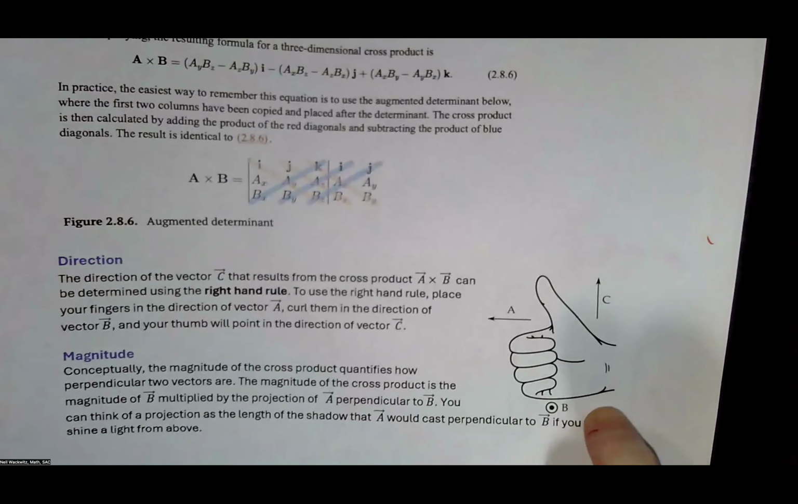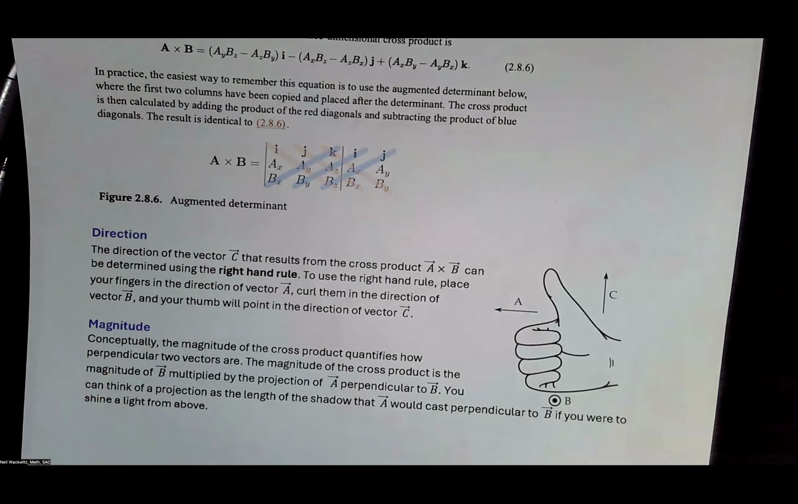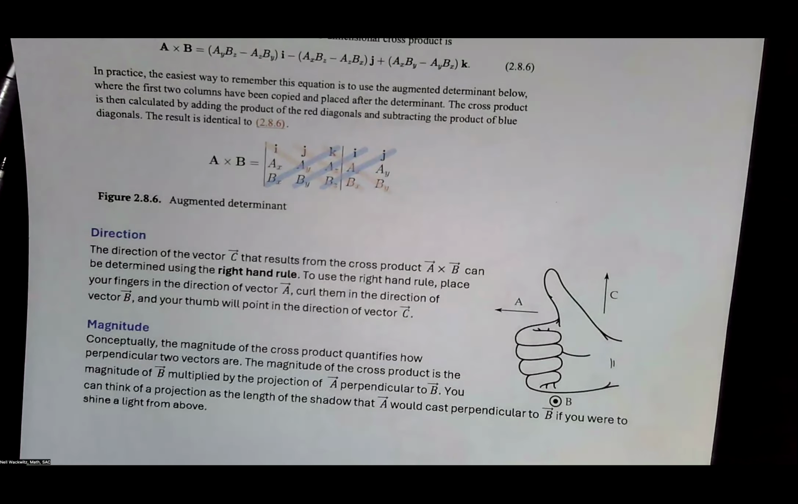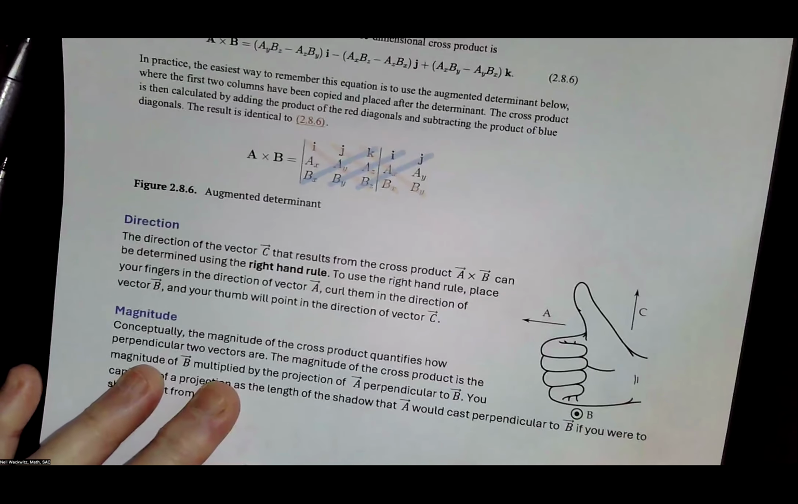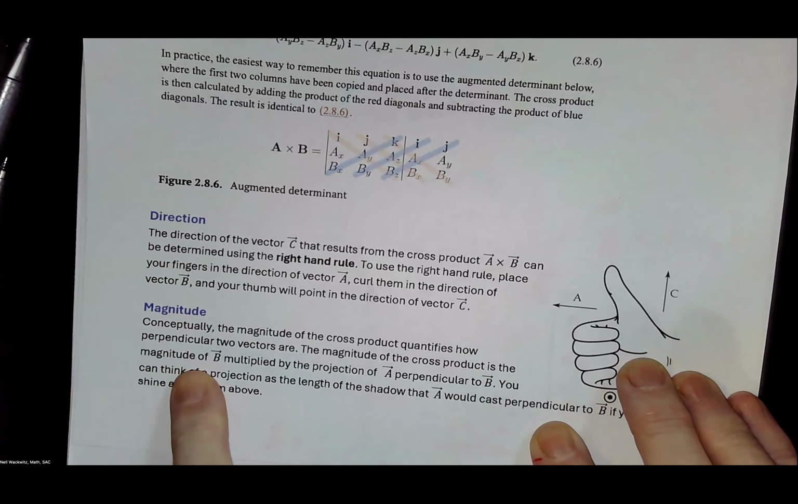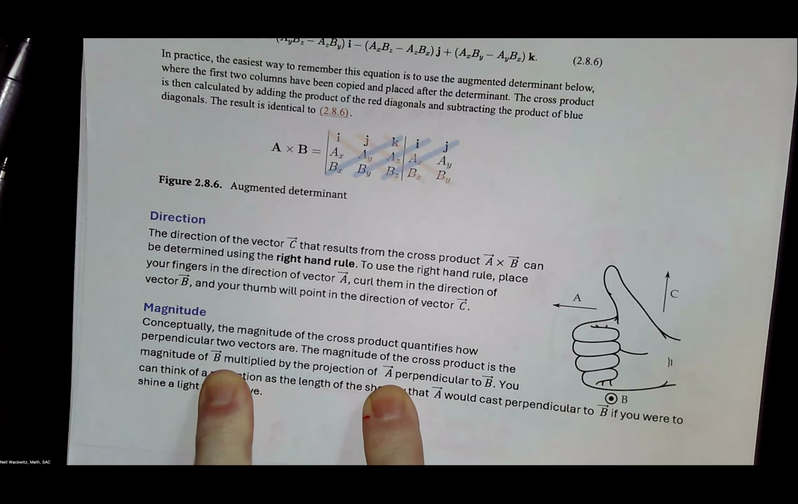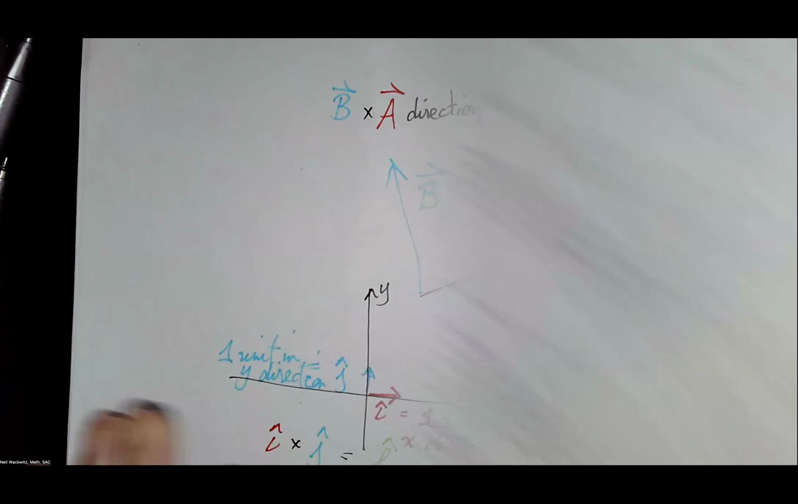So that's illustrated here. And the magnitude of the cross product is almost the same as the magnitude of the dot product. We're going to take the magnitude of B multiplied by the projection of A perpendicular to B. Oh, wait a second. We didn't talk about projections. Well, let's see.